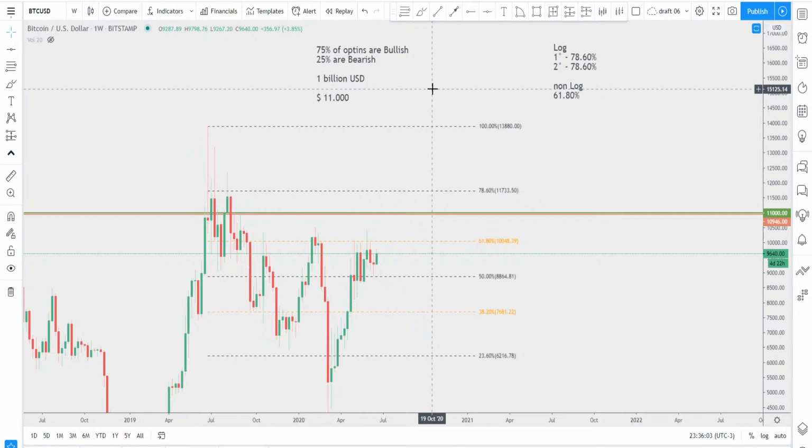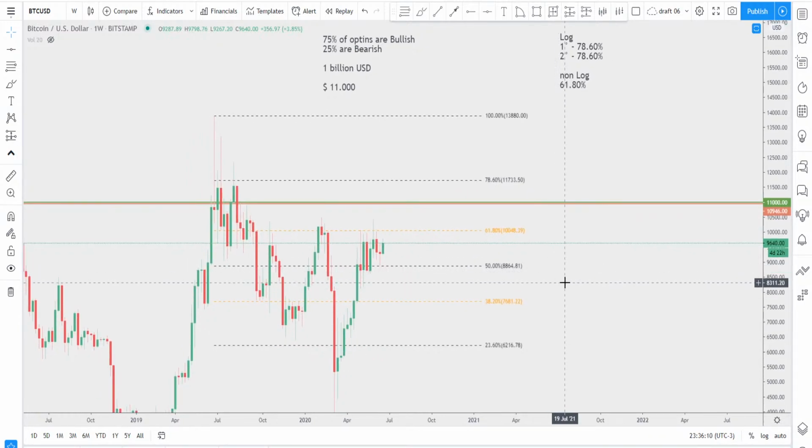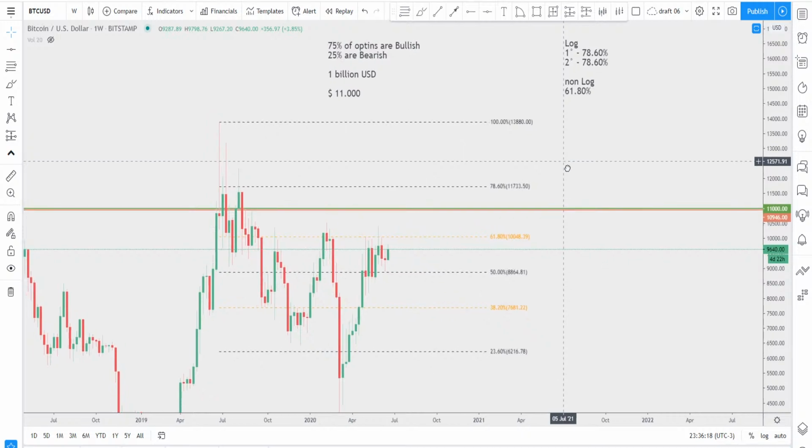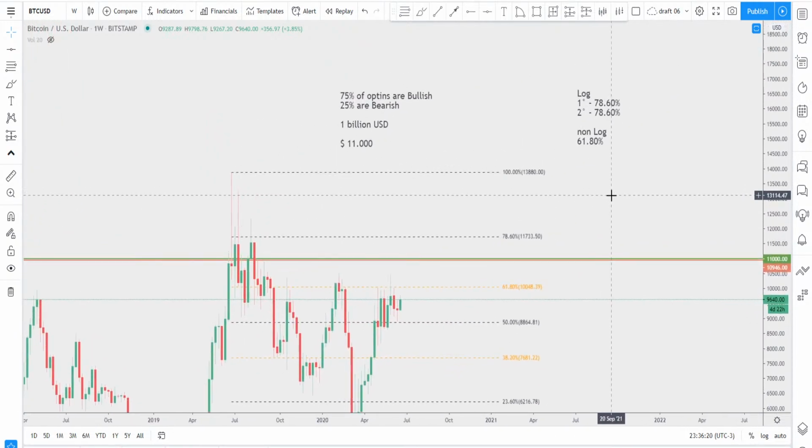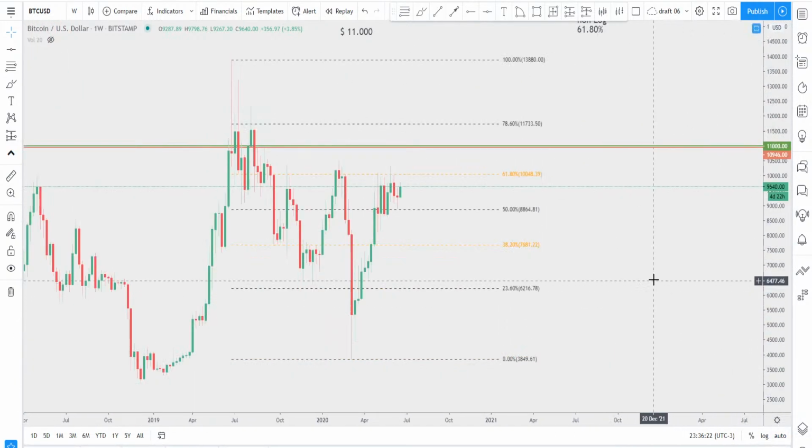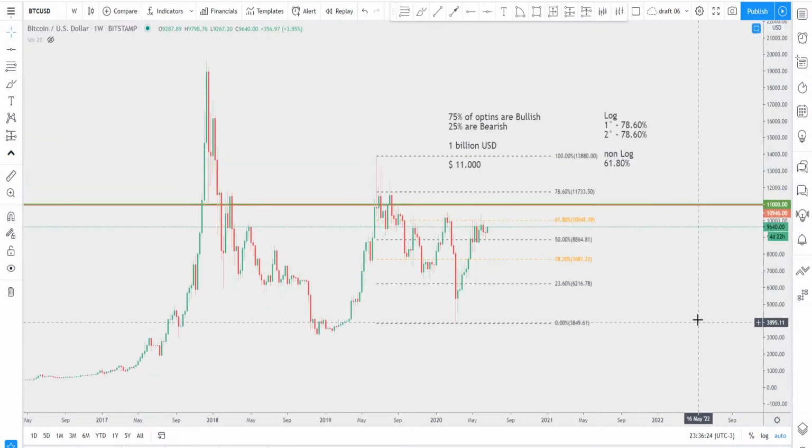Okay, so right now, resistance, already overextended move, and a lot of people are calling for moon, right? New all-time highs, this is it, 20K. I don't think so. And the next level here, just one second.